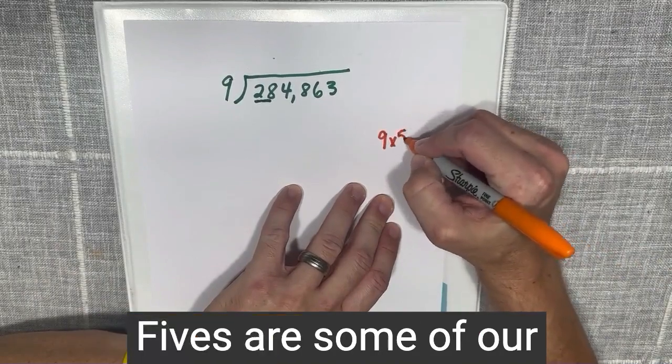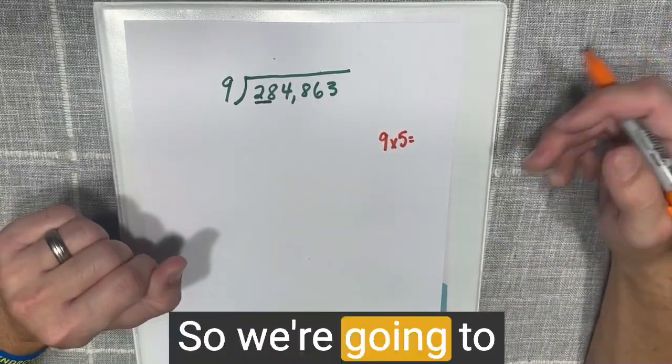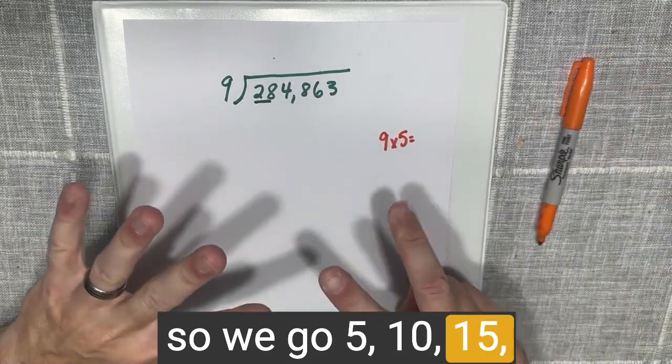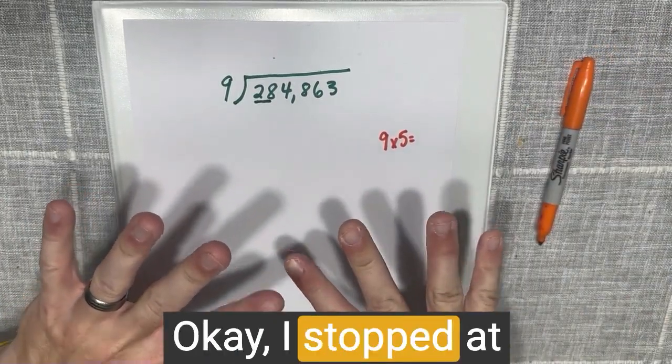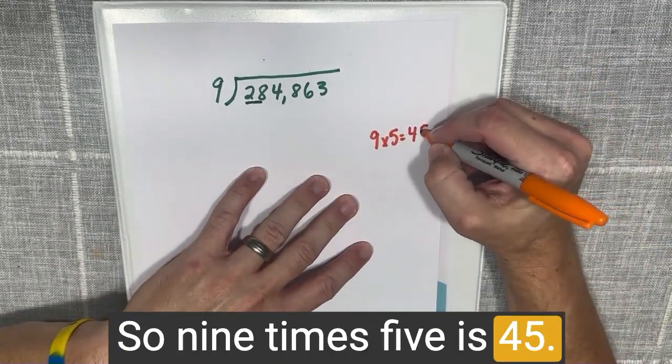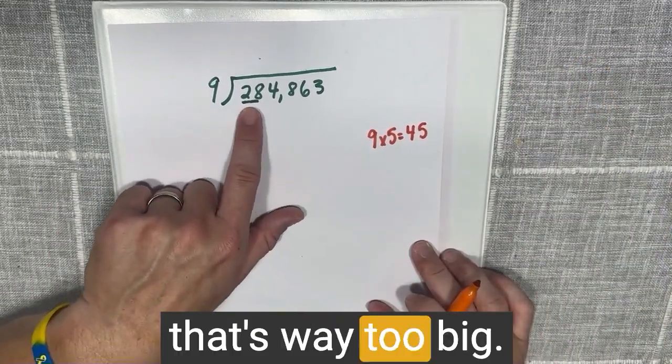5s are some of our nicer times tables to learn. So we're going to start with a 5. So we go 5, 10, 15, 20, 25, 30, 35, 40, 45. Okay, I stop at the 9 because we went to it 9 times. So 9 times 5 is 45. Okay, see how that's way too big?